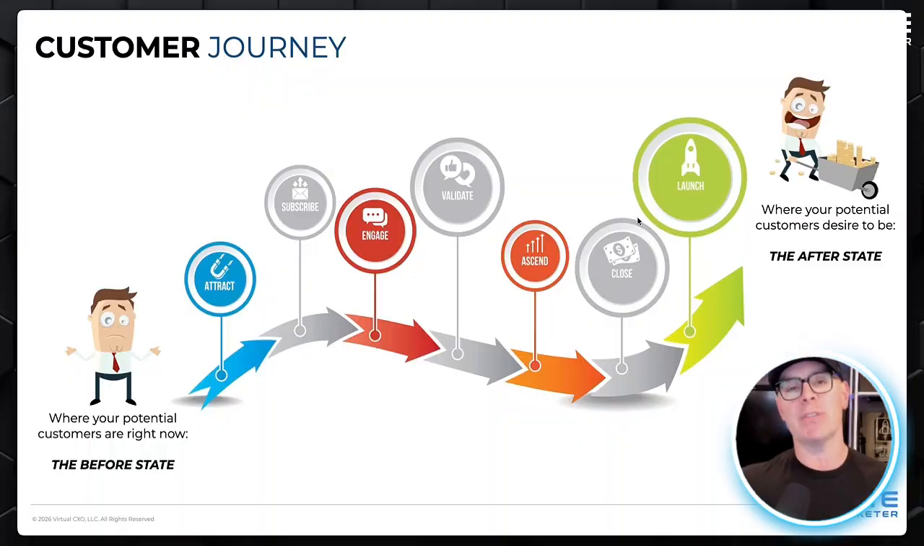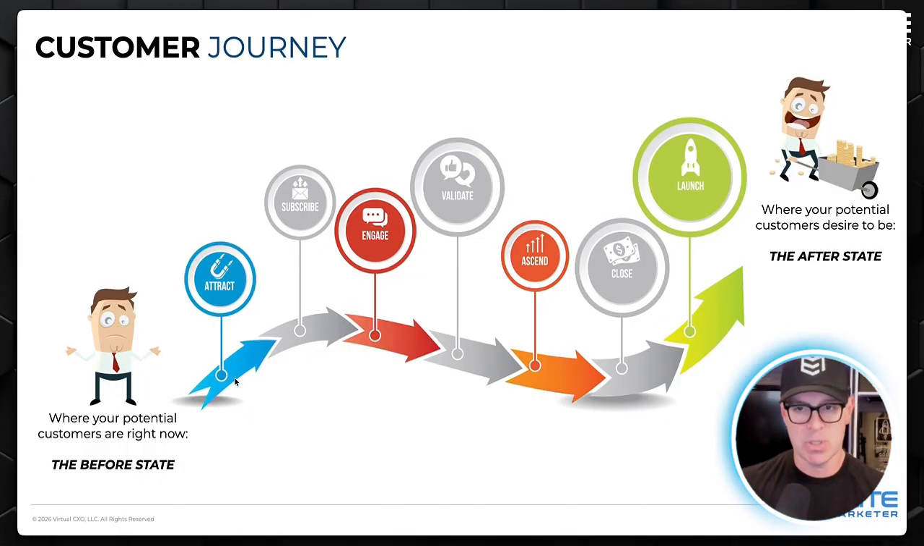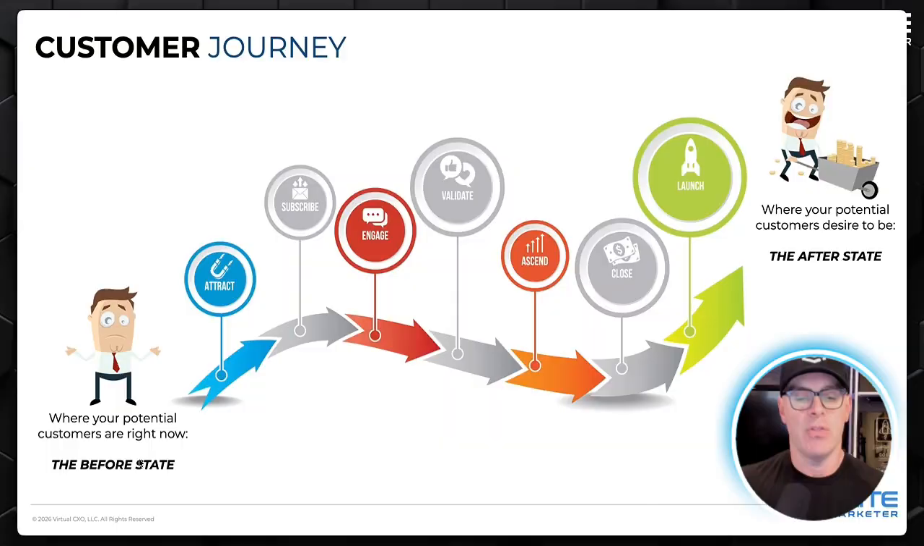So let's get started. First things first, you need to understand what the customer journey is. If you don't know this, it's important that you start to learn it so you can understand where people are at, and you've got to meet them where they're at. There are two stages here. You've got the before state, where they're at, their current situation: they're overweight and need to lose weight, they're broke and need to make money. Whatever it is, that's the before state. And over here on the right-hand side is the after state, what they're trying to get to.